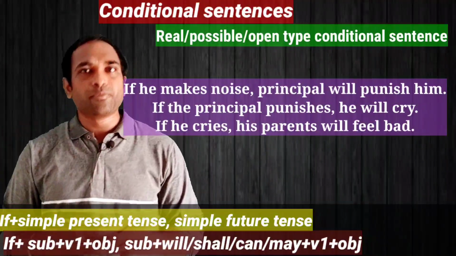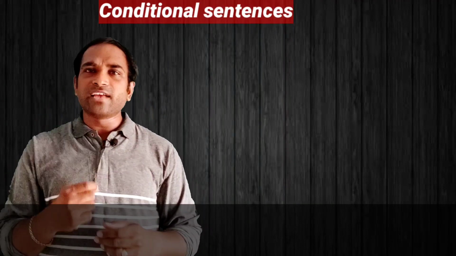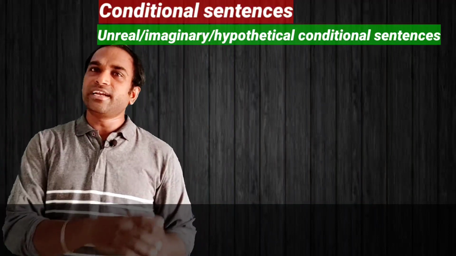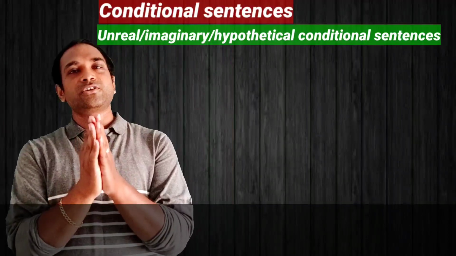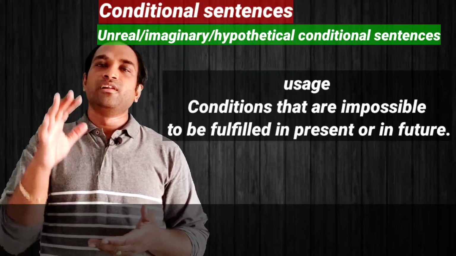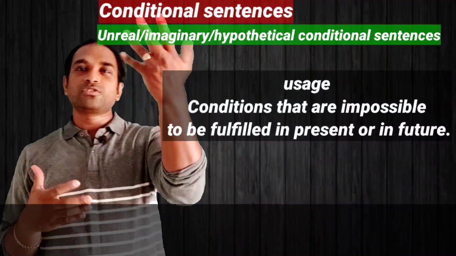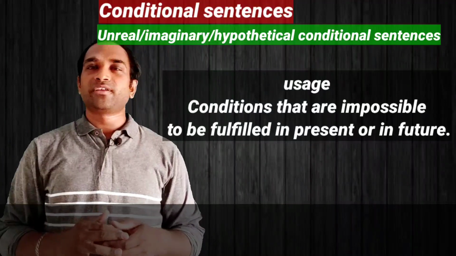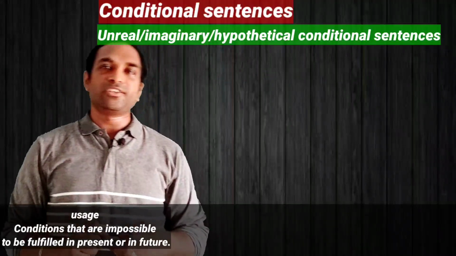Let us see the second type of conditional sentence here. We also call it unreal sentence or imaginary condition, or we can also call it hypothetical conditional sentence. These are conditions that are impossible to be fulfilled in the present or in the future. They are not possible for fulfillment. That you have to remember. If it is possible, we use the previous sentence structure. If it is not possible at present or in the future also, we use this second type of condition.